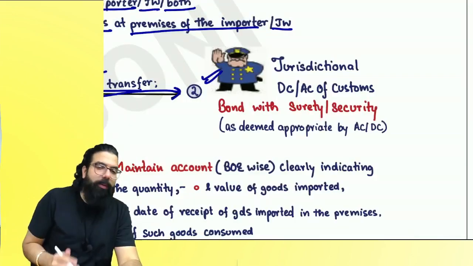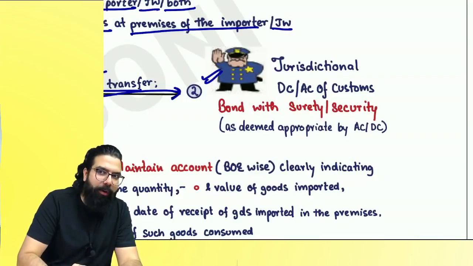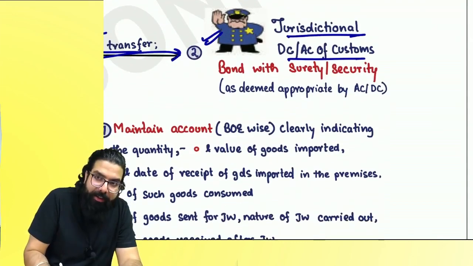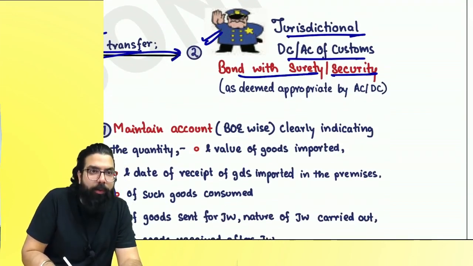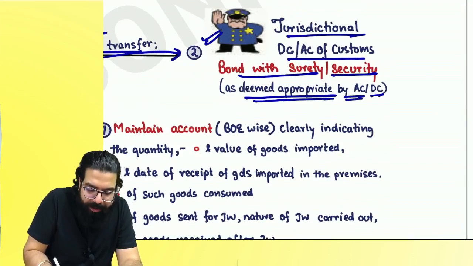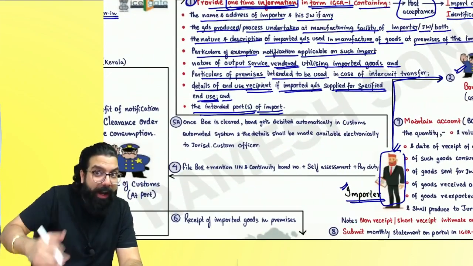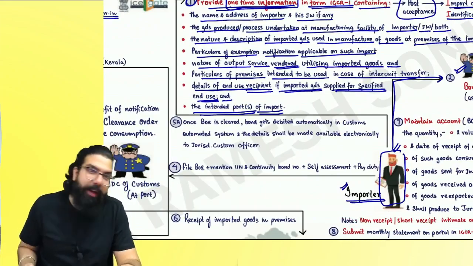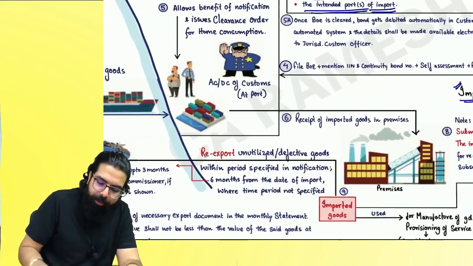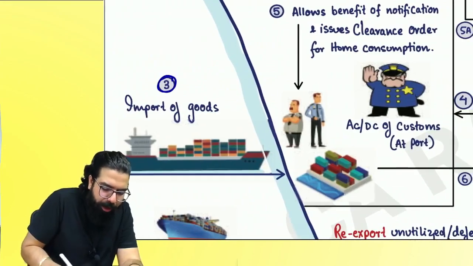Can I go ahead, everyone? Now, people, listen to me very carefully. Is the second point clear to all of you? It says, jurisdictional AC or DC, bond with surety and security has to be given as deemed appropriate by the AC or DC. Okay, everyone? Whatever he tells you, basically he will do the calculation the way I have told you. Can I go ahead? Now, what will happen? Third step, please go ahead and import your goods.